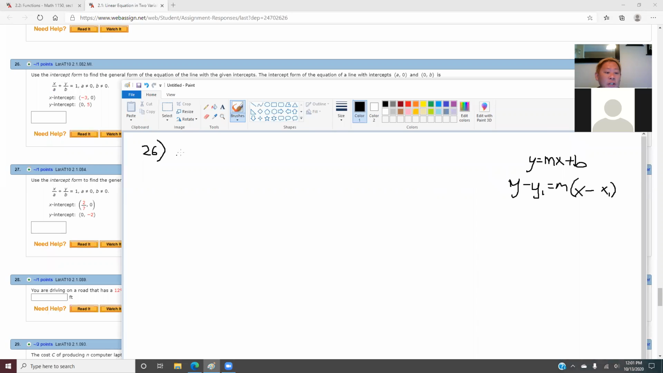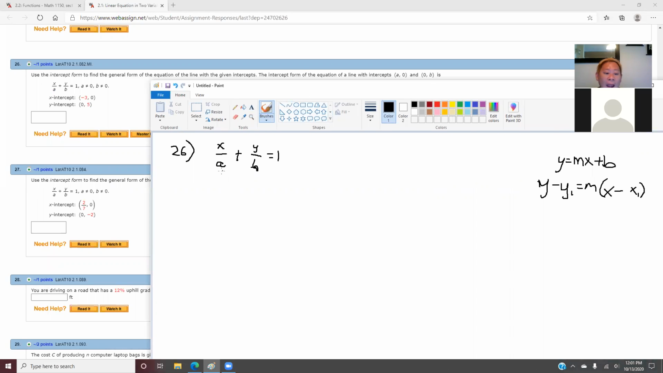But the equation that you have on 26 is a new one. It's called x over a plus y over b equals 1. This is actually your xy intercept form, where a is your x intercept, that's why it's below the x, and b is your y intercept. So if you have a question like 26, it's very easy.